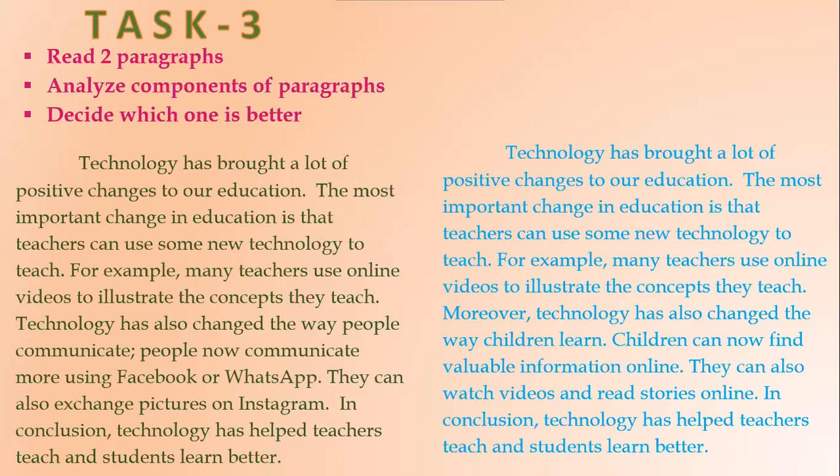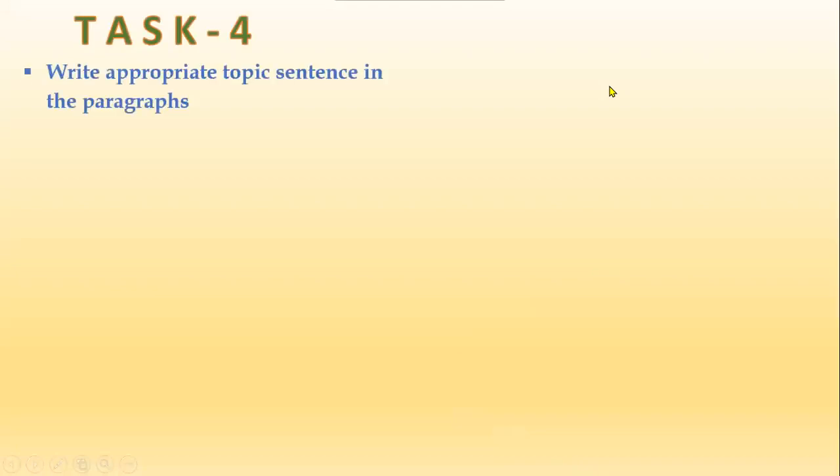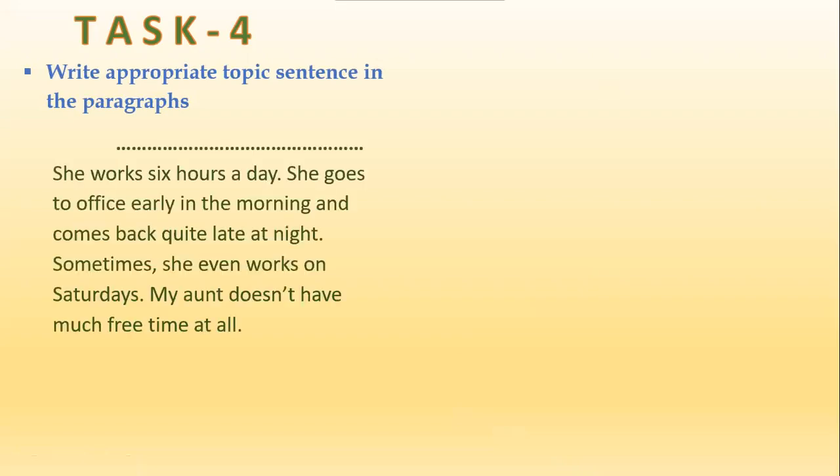Read both of them, pause the video, take your time, read and write your analysis in your copybook. Okay? Once you've done with the analysis, you can go ahead to task 4. Next task. Now they will be given paragraphs, two paragraphs, but without a topic sentence. So you have to read the paragraph and write the topic sentence here.